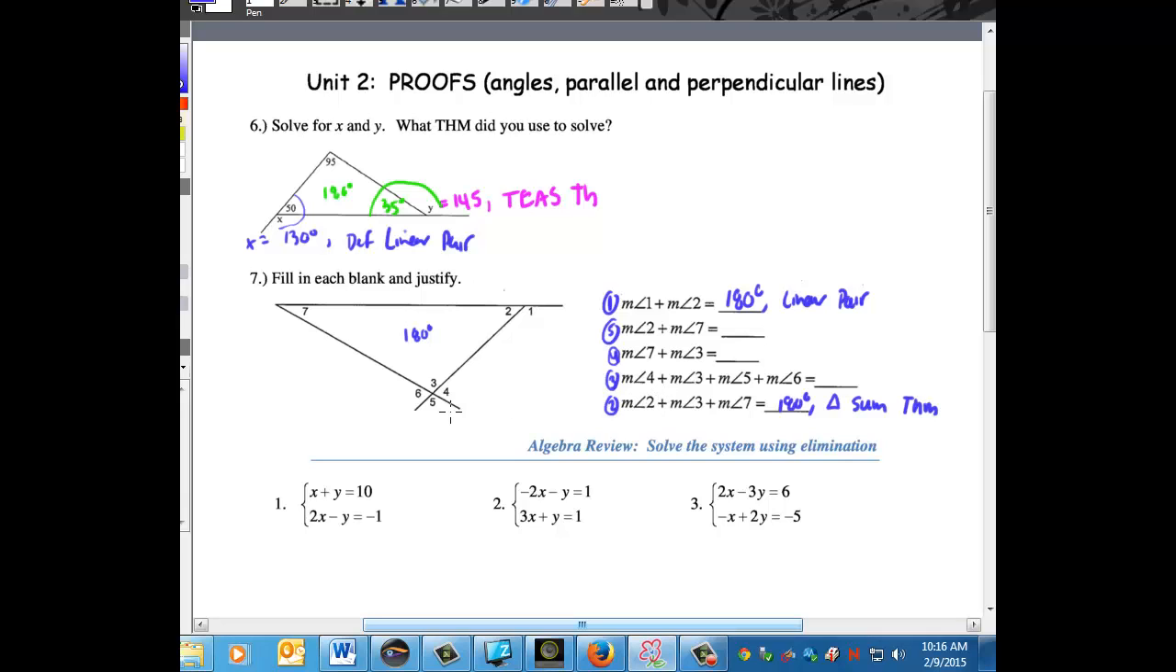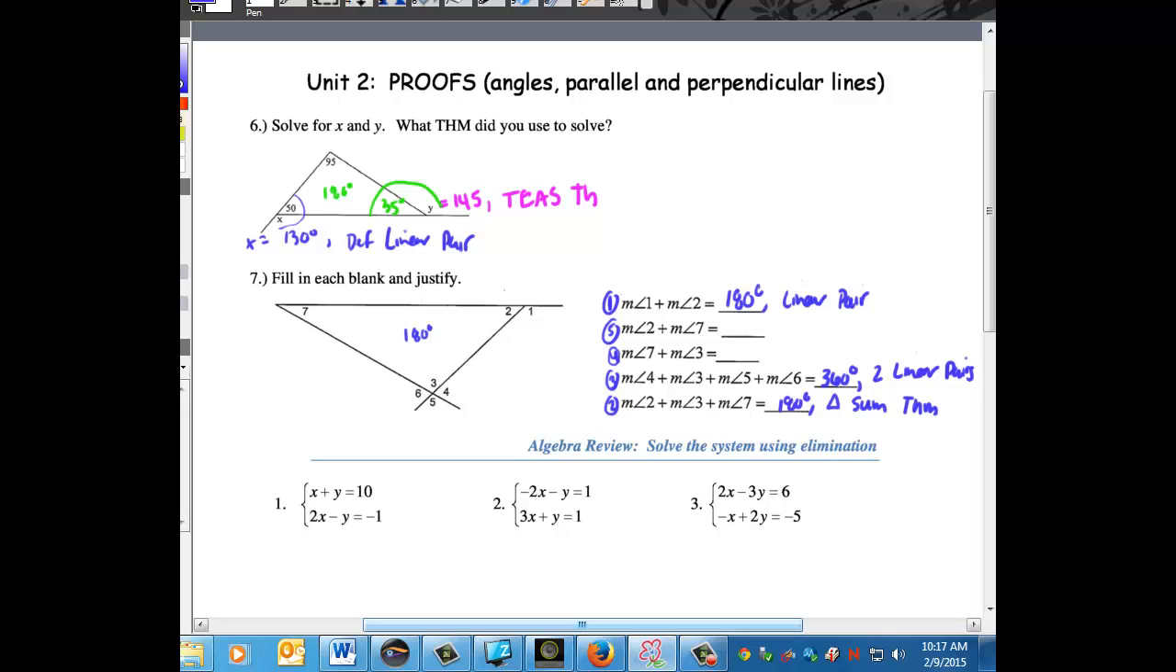Next, measure of angle 4 plus measure of angle 3 plus measure of angle 5 plus measure of angle 6 is going to equal 360 degrees. And why is that? Well, we are shown two linear pairs. Okay, and there's 180 degrees in one linear pair. That means we have two, there's 360.